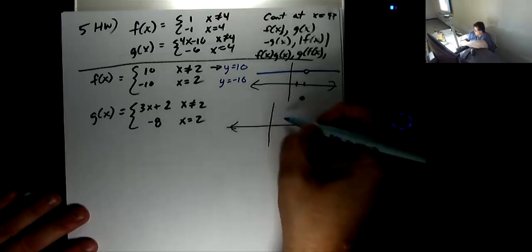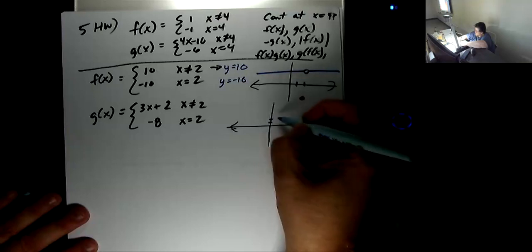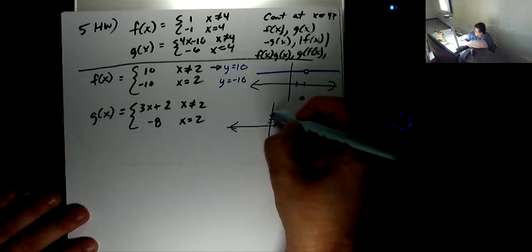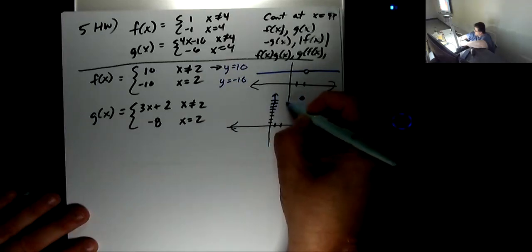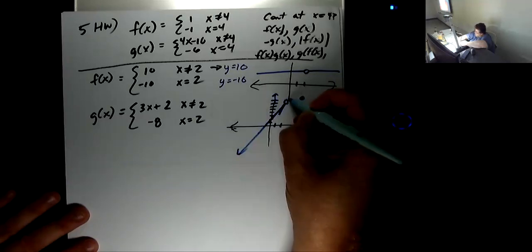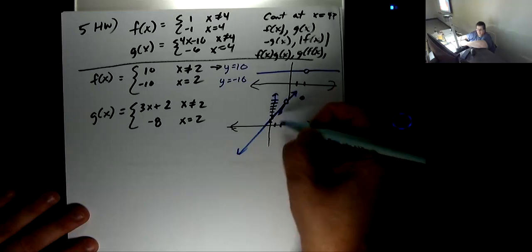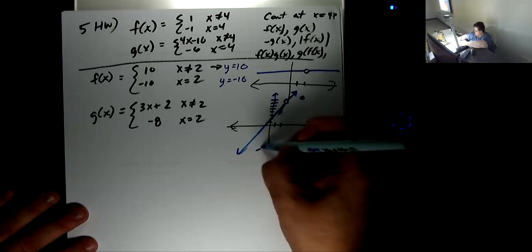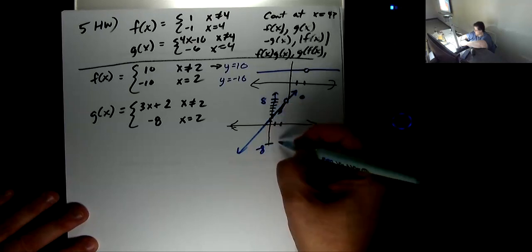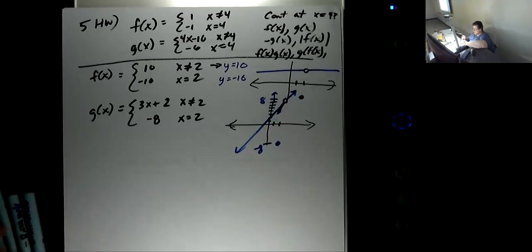3x plus 2 goes upwards as it goes to the right. It goes up to 4, 5, 6, 7, 8. It's got a hole there. Oh, it's got to go through 2. And then it equals -8 when x equals 2. So neither of those are continuous.